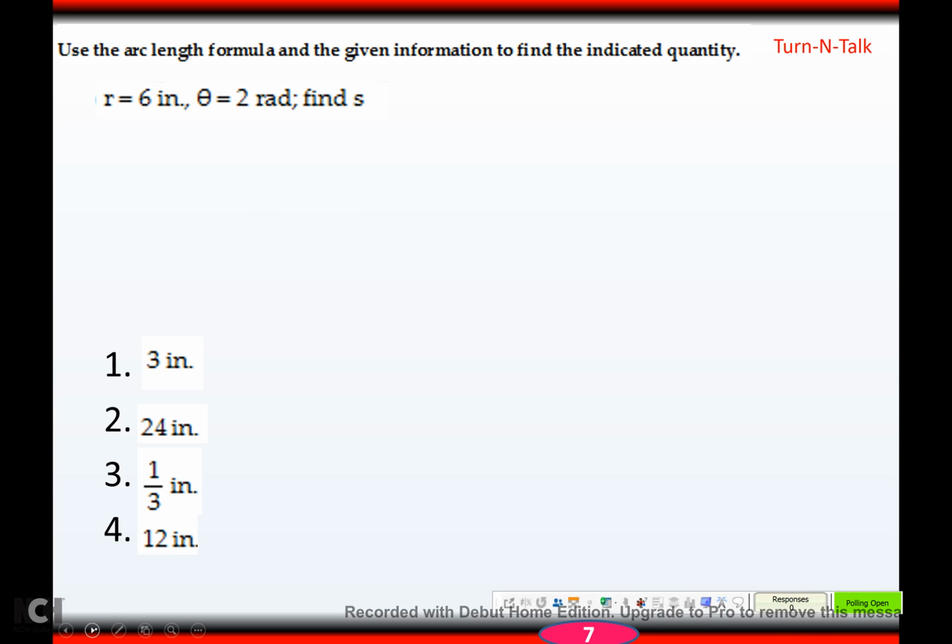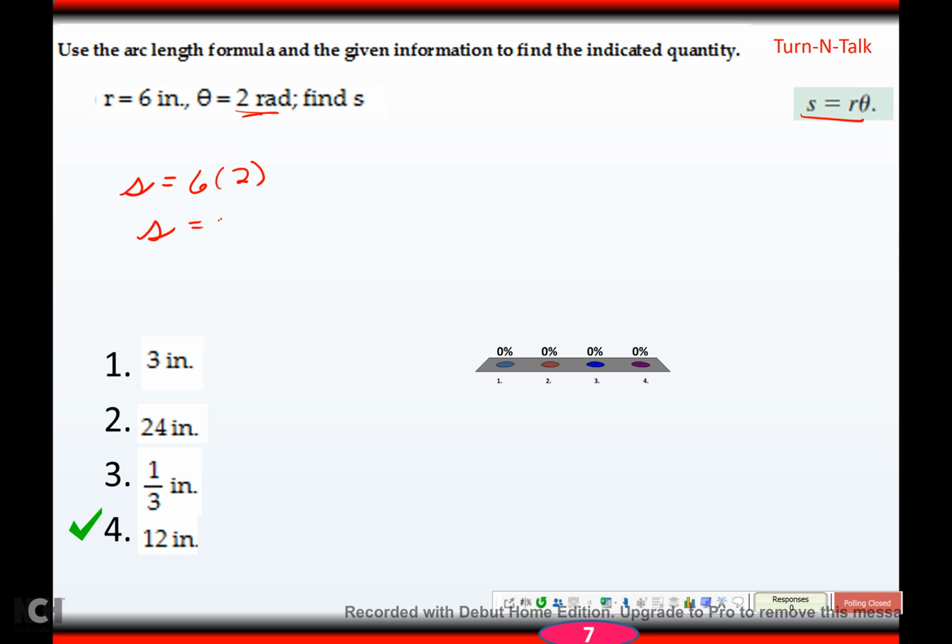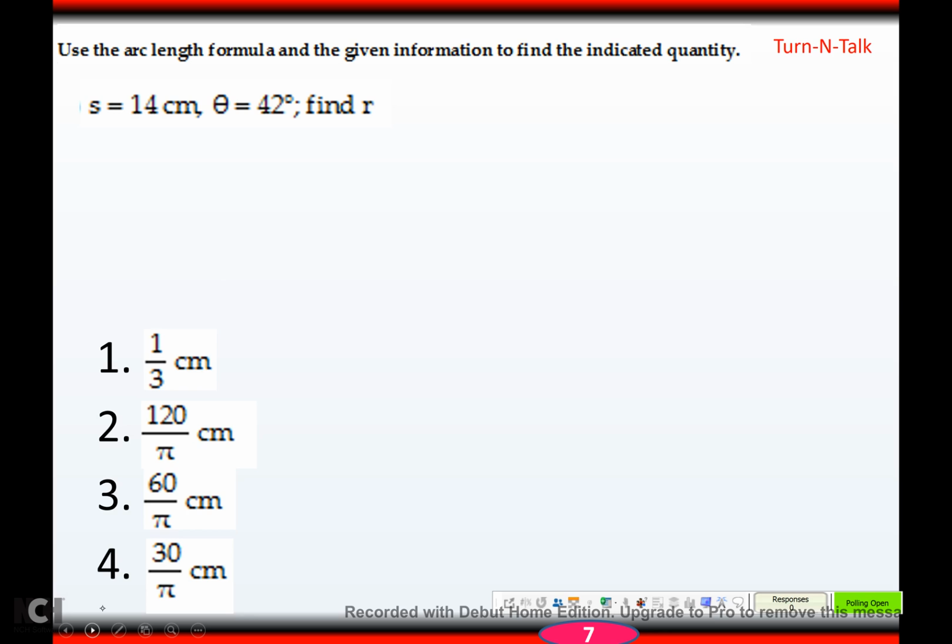We try this one, hit pause, come back when you're ready. And hopefully you get 12 inches. They're giving you in radians, so we need this. They're asking me to find s, which is 6 times 2, which is 12 inches. Try this one, hit pause, come back when you're ready.